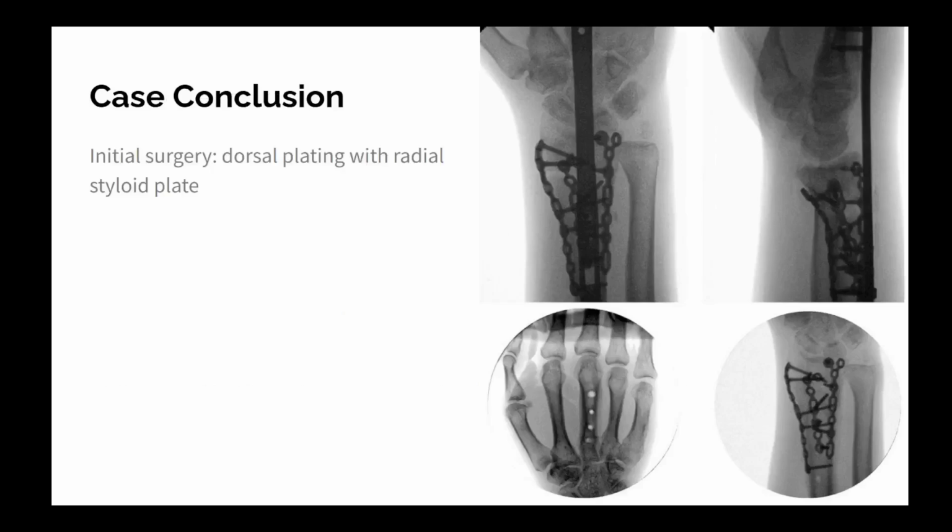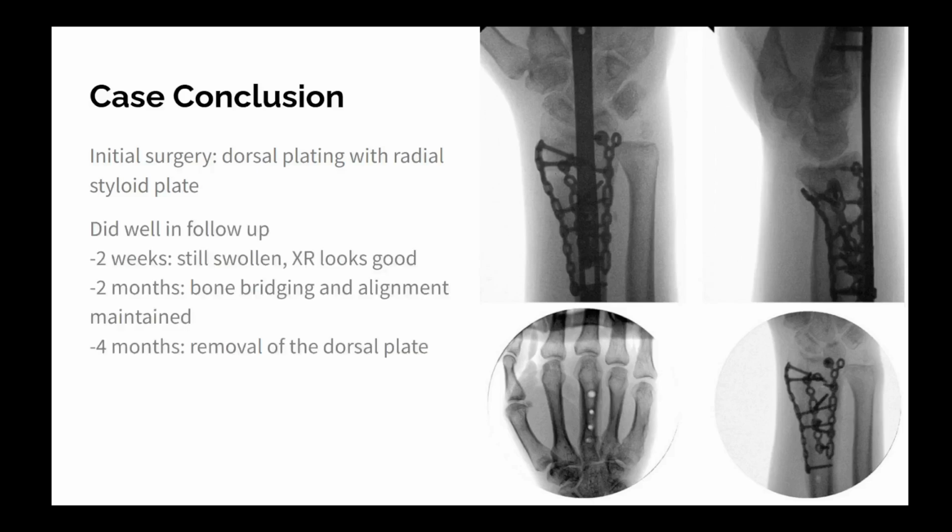All right, so in our patient, he went to surgery about a week later where they did dorsal plating with a radial styloid plate. And what you see here is the dorsal plating, okay? And then you see the actual dorsal plate extending down here into the third metacarpal to keep the wrist in a neutral position so it's not bending and allow everything to heal as anatomically as possible. This is kind of an unusual surgical management. The patient did well in follow-up.